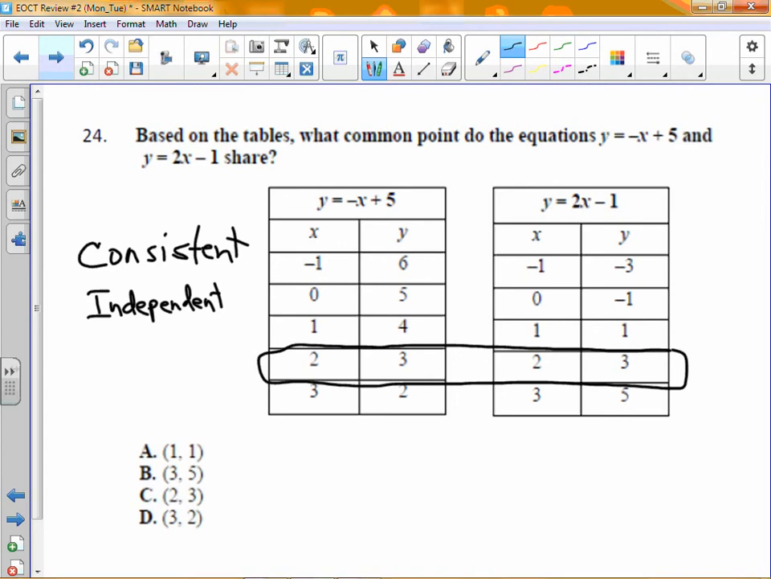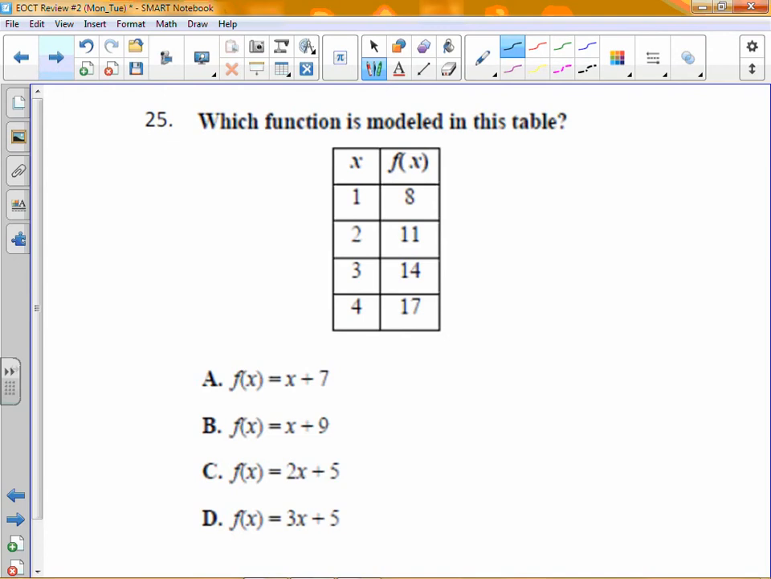A consistent and independent system has 1 solution. A consistent and dependent system, they're right on top of each other and they have infinitely many solutions, which brings us to parallel lines, which have how many solutions? None. So it's inconsistent. All right? Guys, it's basically the same exact problem 5 times. It's a matter of picking out the points that work the equation.